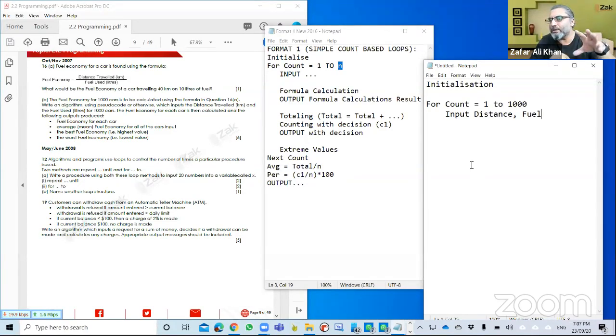So what inputs have we taken? Which input the distance traveled and fuel use. So here, after input, we found out that we have to take distance and fuel use, and we have chosen a proper identifier, which is relevant. Relevant means that it is relevant to the purpose of it.